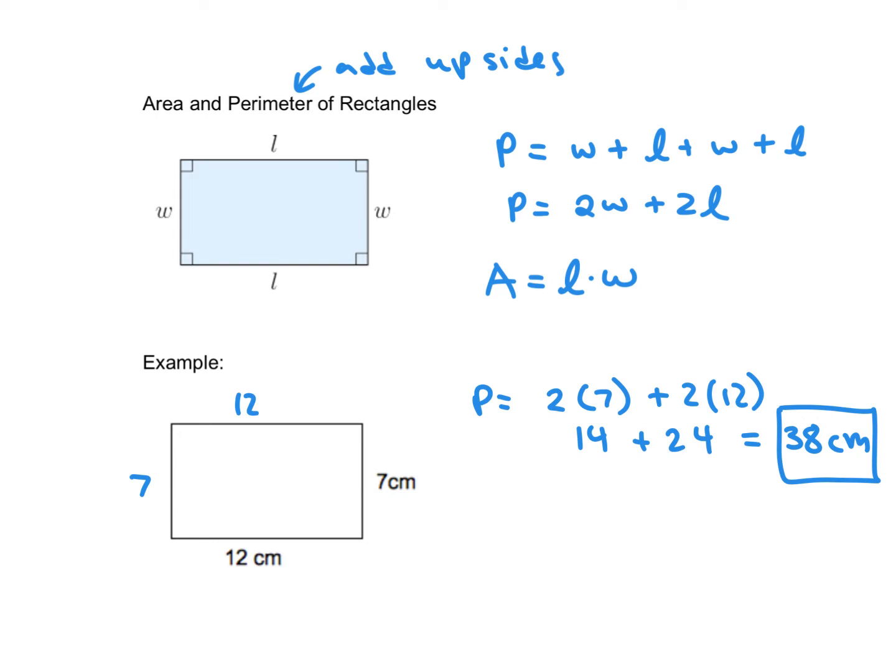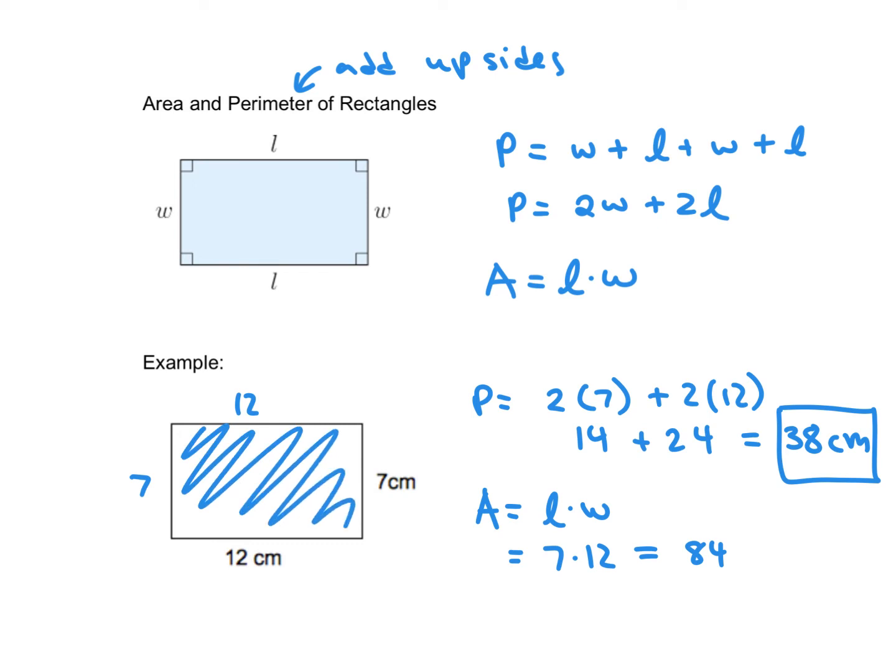Okay. Now area is length times width. So I'm going to multiply 7 times 12 and we get 84. But area we measure in square units. Area is a measure of the space inside the figure, and we measure that in square units. So it's going to be centimeters with a little 2 for squared, or you could say square centimeters.